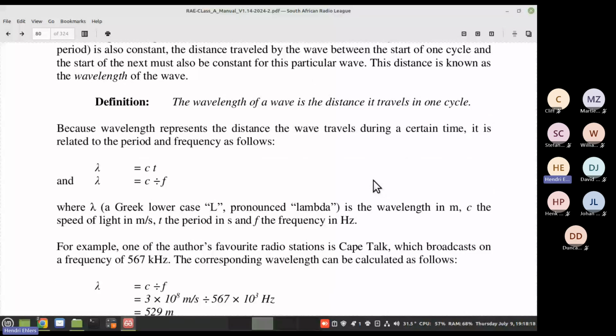Because the wavelength represents the distance the wave travels during a certain time, it is related to the period and frequency as shown. That is a lambda sign, from the Greek lowercase l, pronounced lambda. So the wavelength equals the speed of light multiplied by the period, and lambda equals the speed of light divided by frequency.